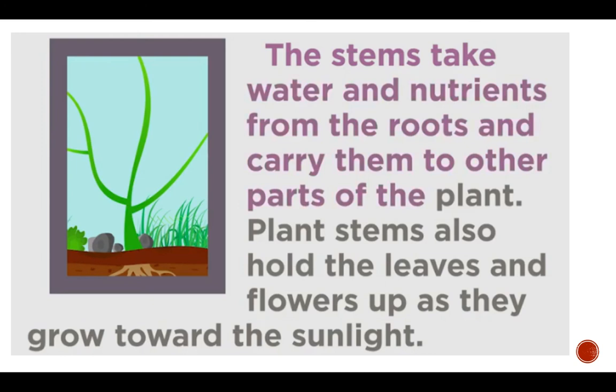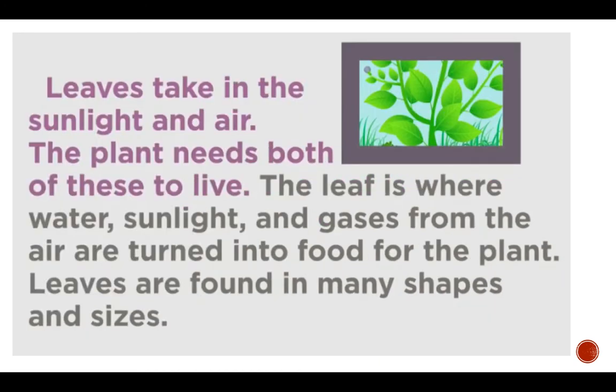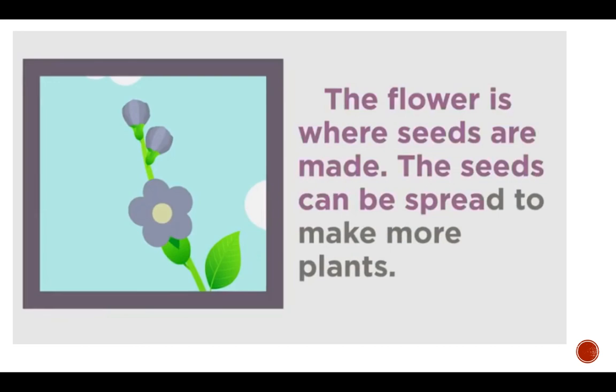The stems take water and nutrients from the roots and carry them to other parts of the plant. Plant stems also hold the leaves and flowers up as they grow towards the sunlight. Leaves take in the sunlight and air. The plant needs both of these to live. The leaf is where water, sunlight, and gases from the air are turned into food for the plant. Leaves are found in many shapes and sizes. The flower is where seeds are made. The seeds can be spread to make more plants.